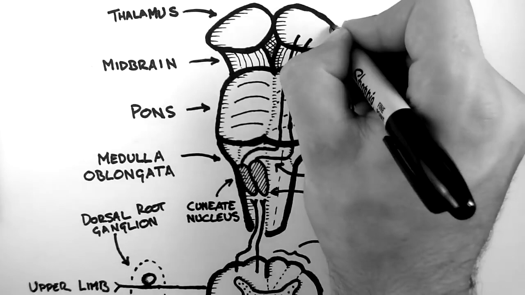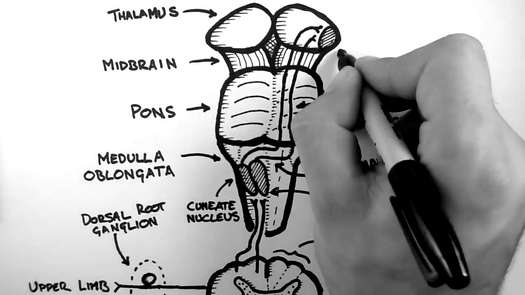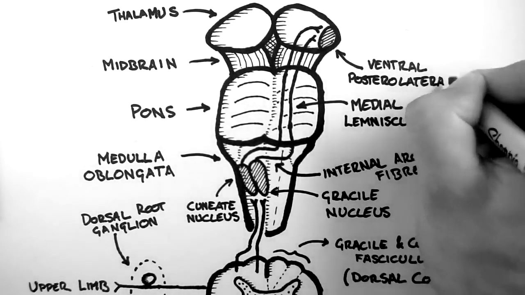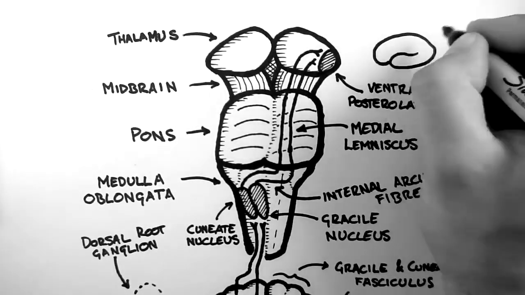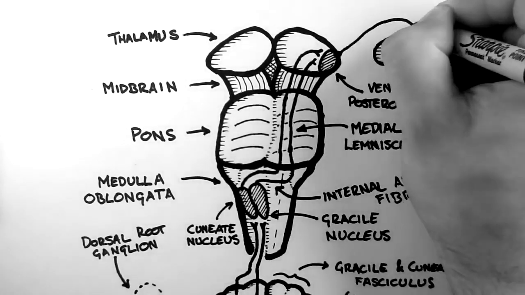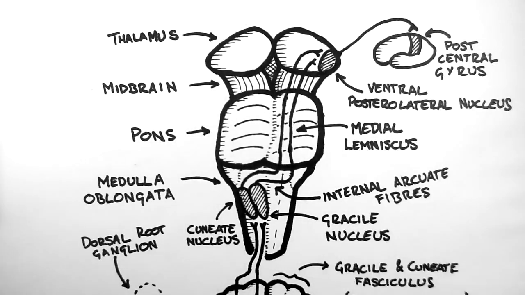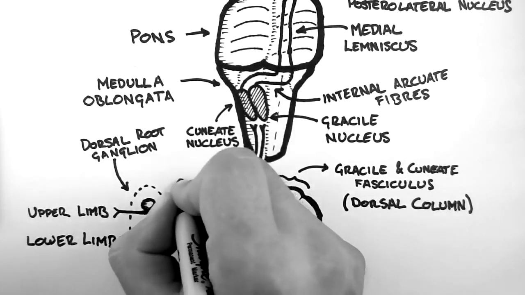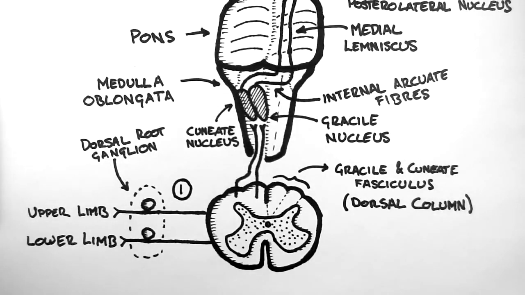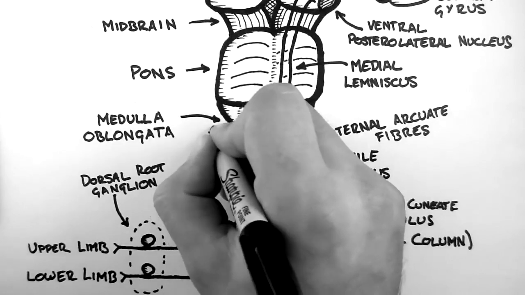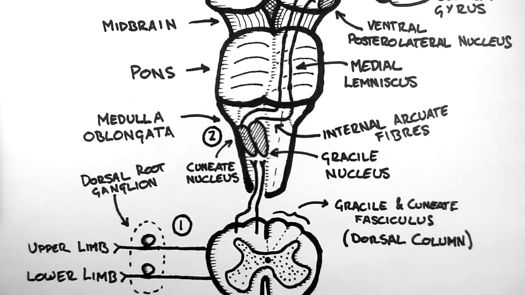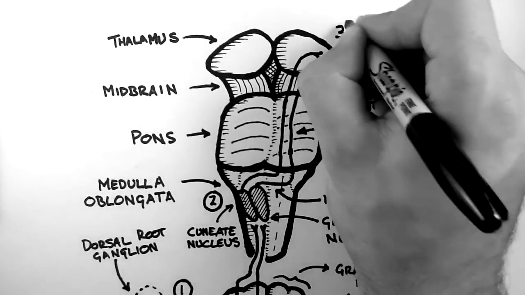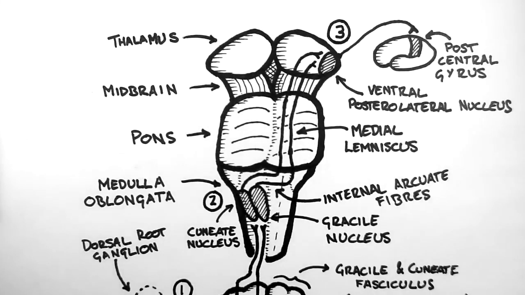Finally, they synapse onto a nucleus in the thalamus, known as the ventral posterolateral nucleus, which in turn sends projections to the postcentral gyrus in the cortex. The postcentral gyrus is the primary sensory area of the brain. So in total there are 3 neurons in this pathway. The first is in the dorsal root ganglion. The second is in the cuneate or gracile nucleus. And the third is in the ventral posterolateral nucleus of the thalamus.